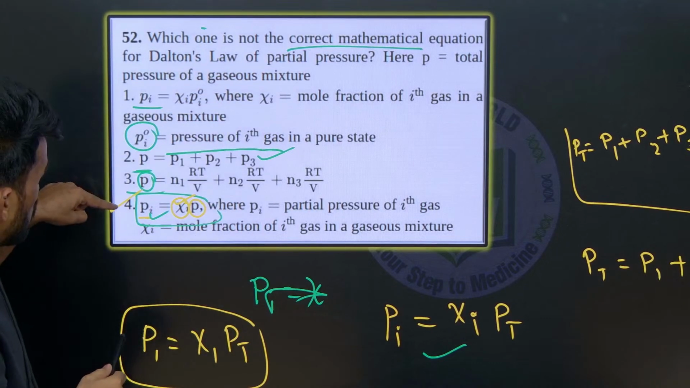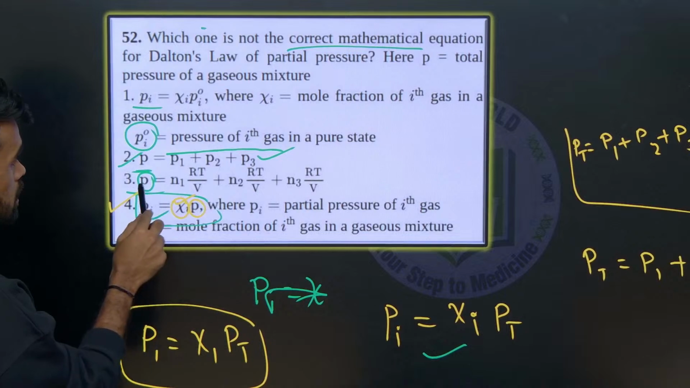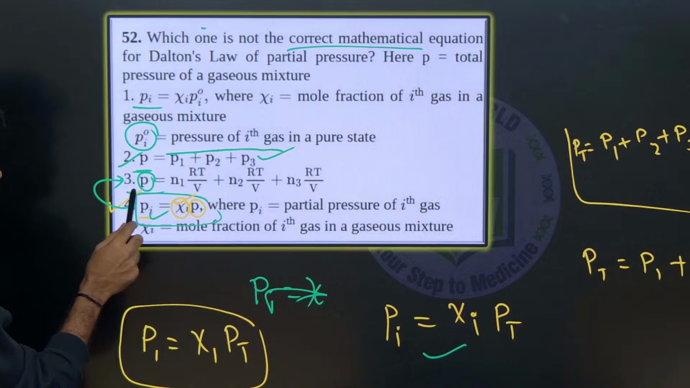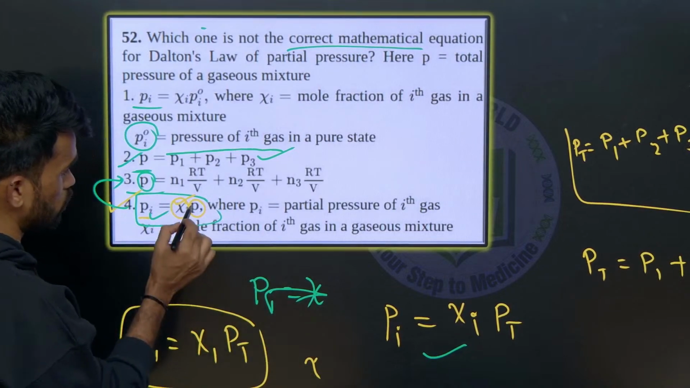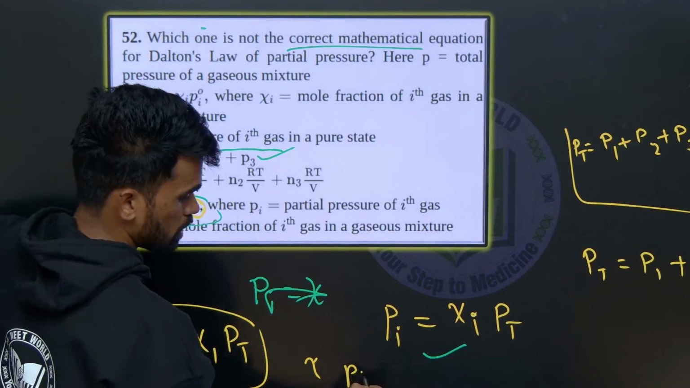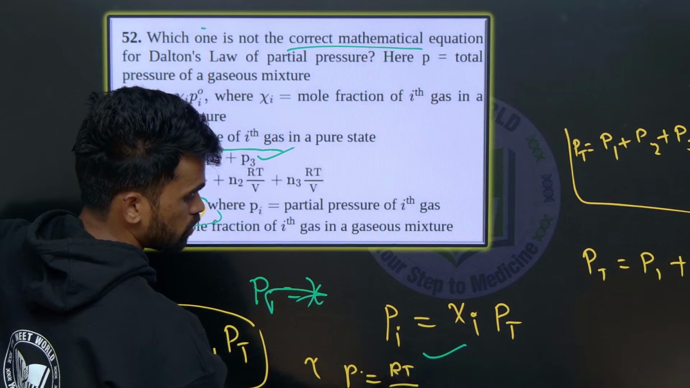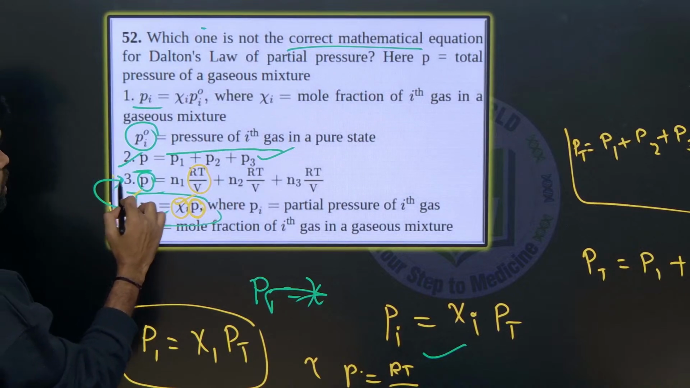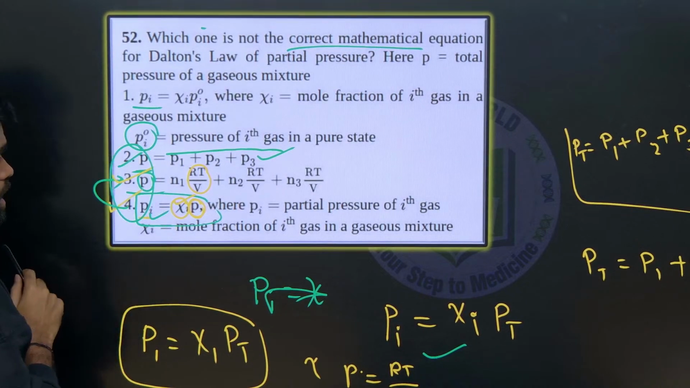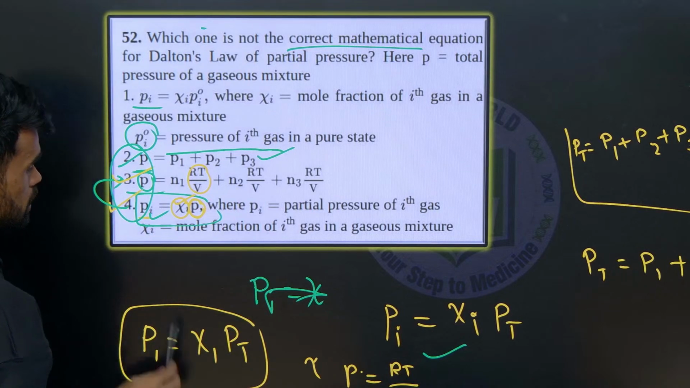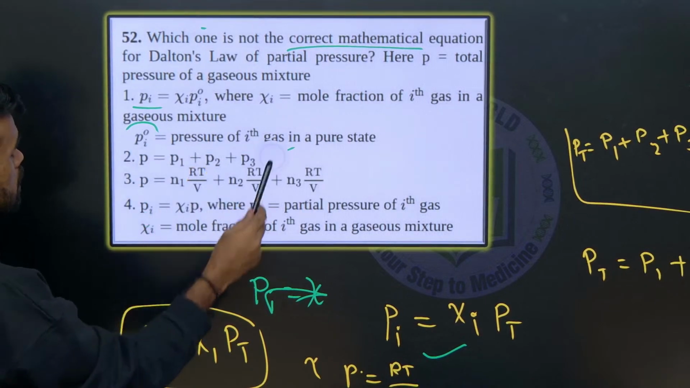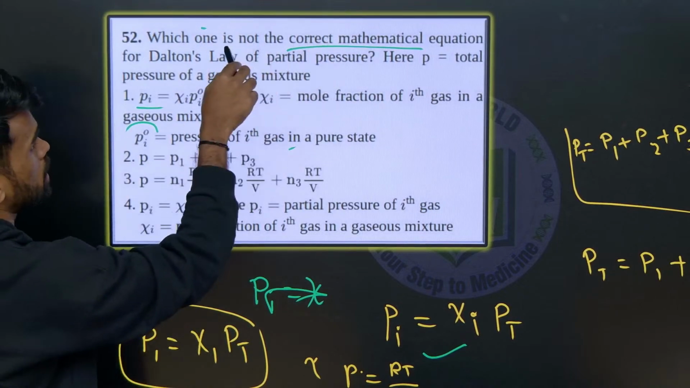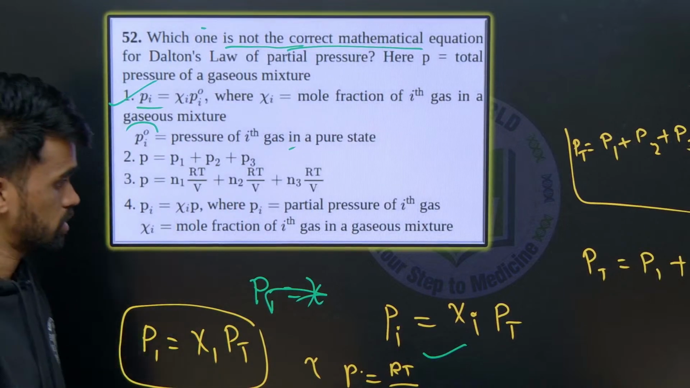So the third one is correct, the second one is correct, and the fourth one can also be written like option 3, because the mole fraction is what? And P total is what? PV equals nRT, so P equals nRT by V, we can write that. That is what they did here. I hope it is clear. So options 2, 3, 4 are correct, but the incorrect one is the first option. They are asking for the not correct one, so you have to choose the first option.